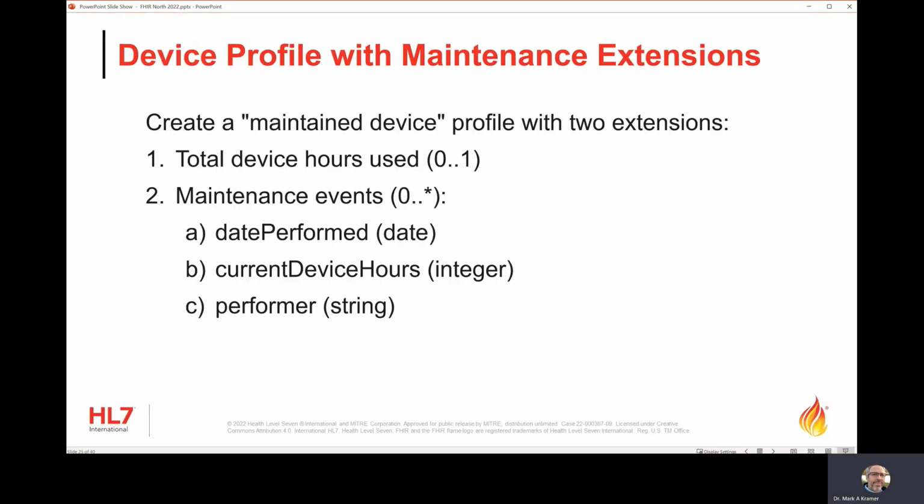All right, so let's now go to the next step, which is to create a device profile. So we're going to switch gears a bit. We're going to create a profile called a maintained device, with 2 extensions. One extension records the total device hours used, and the other extension records a series of maintenance events. And those maintenance events are described by 3 elements. One is the date performed. The second is the current device hours at the time the maintenance was performed, and the third, the performer. So let's start with the first one.